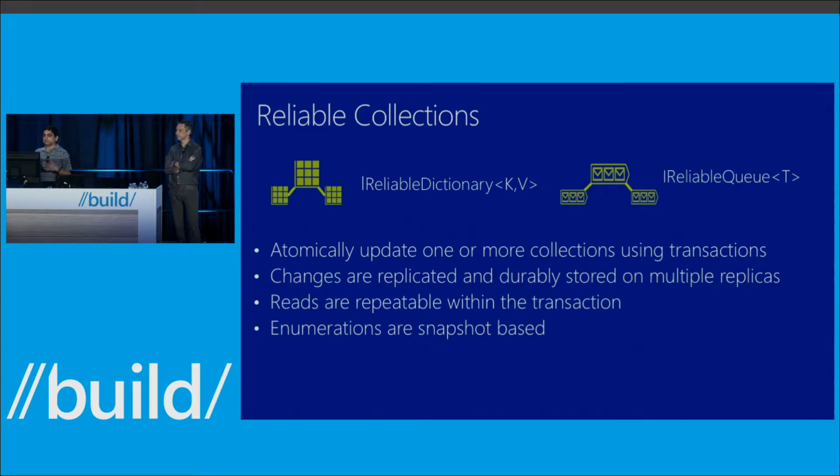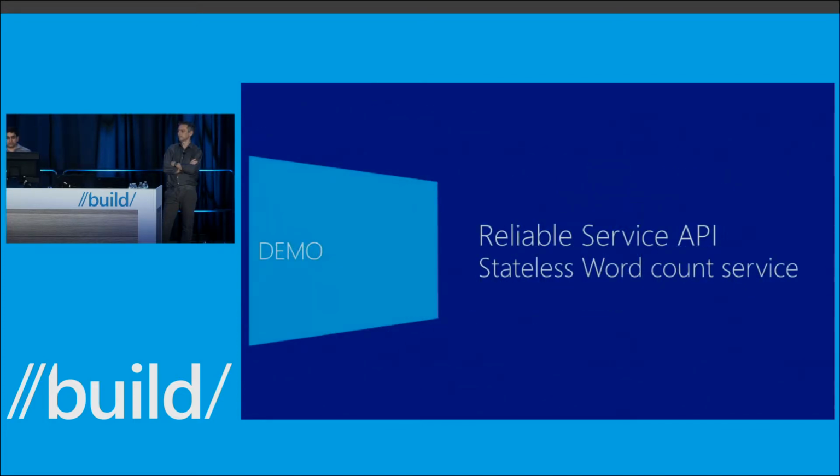The changes that you make are replicated, and they are durably stored on multiple replicas within the cluster. The reads, when you are within the transaction, are repeatable. And the enumerations, when you enumerate this collection, give you a consistent snapshot of what is there in the collection. So now let's go ahead and build a reliable service.